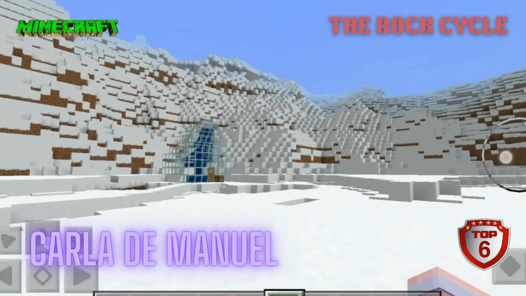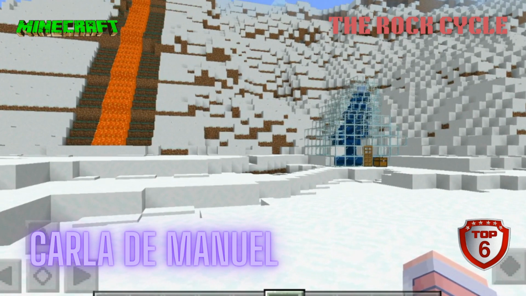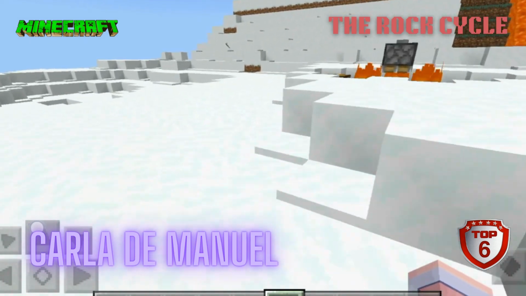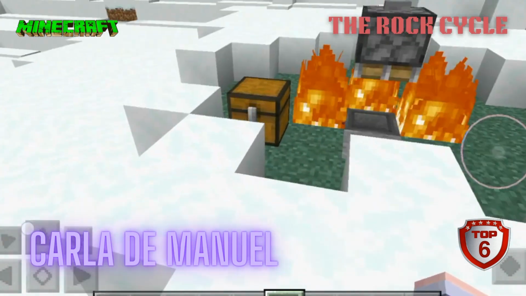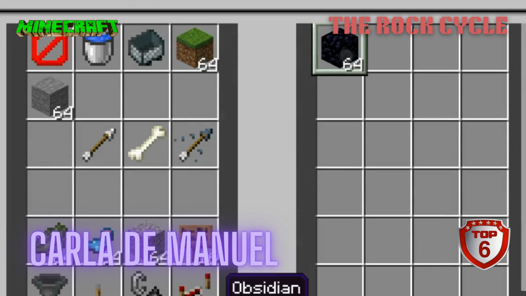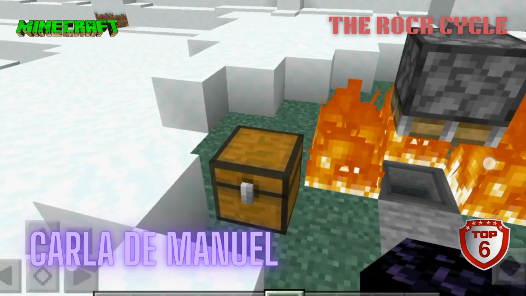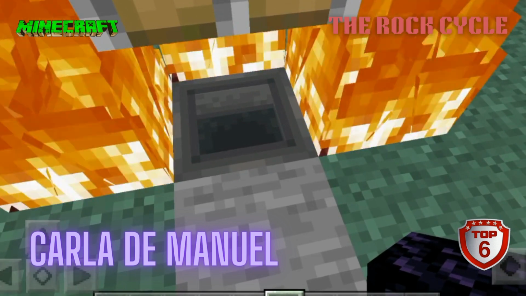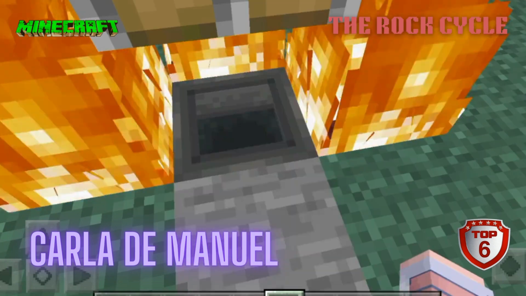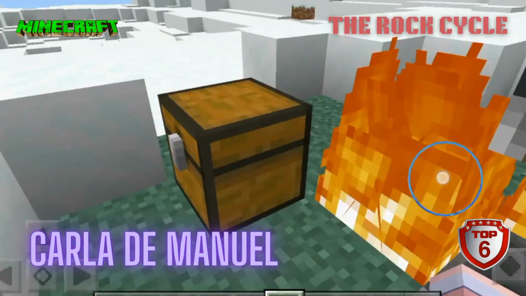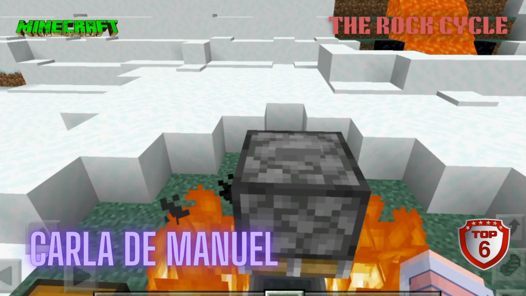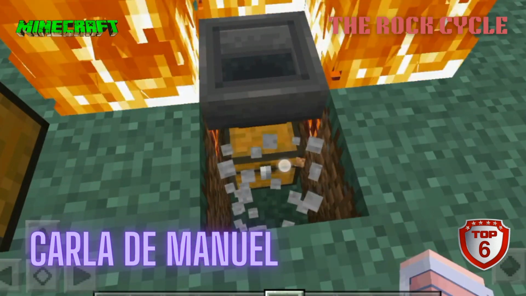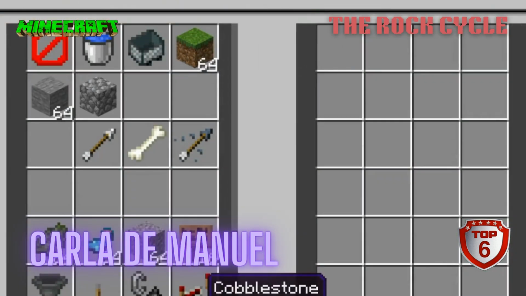And now I'm going to do the rock cycle. Firstly, I'm going to take obsidian and turn it into cobblestone. It will be the passage of igneous rock to a metamorphic rock. This is the temperature, and if I put pressure, it turns into cobblestone.